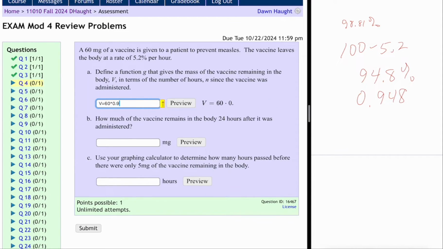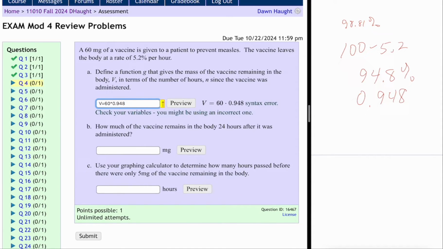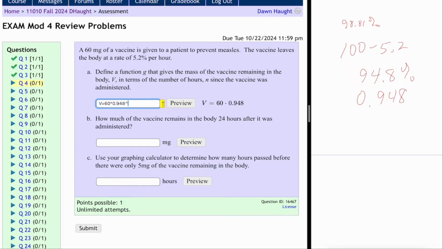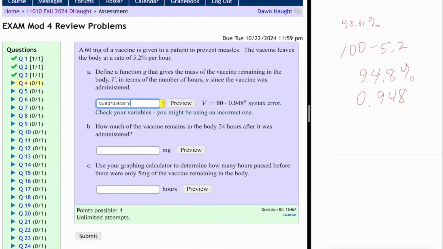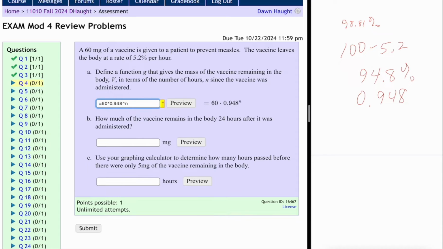So 0.948, and they call the number of hours N. Define a function G that gives the mass of the body. We might have to use function notation. Define a function G. Yeah. In terms of, okay, so anyway, we'll come back and change that. So a power of N. N stands for hours. So let me go and make this function notation. Whatever it's in terms of, you put in the function spot. So the function is G. We're going to call it G of N. Let's just check that's what they wanted.